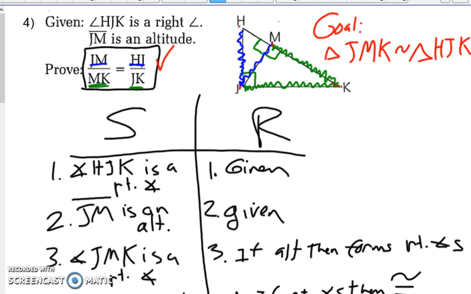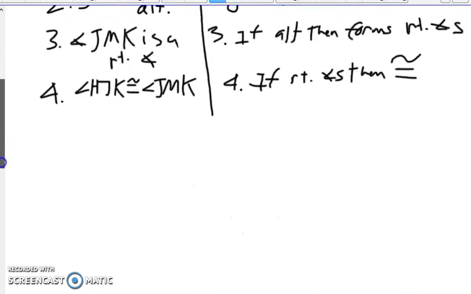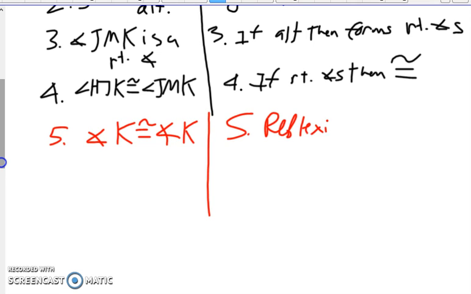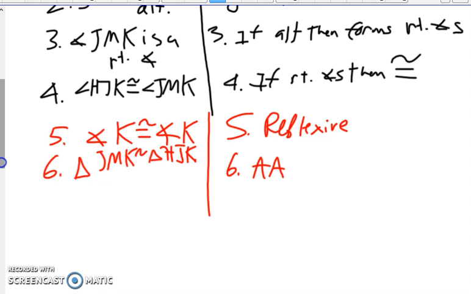Looking back at our picture, and again this is kind of a theme with similar triangles, we need something else. You can see that they have a shared angle. Specifically, angle K is an angle in both of those triangles. So we're going to need to come down here and use the reflexive property to say that angle K is congruent to angle K by reflexive. And now we have two angles. We can use angle, angle, and we're in a position to prove exactly those two triangles similar that we wanted to earlier. So JMK is similar to triangle HJK, our reason being angle, angle, similarity, and we use steps 4 and 5.